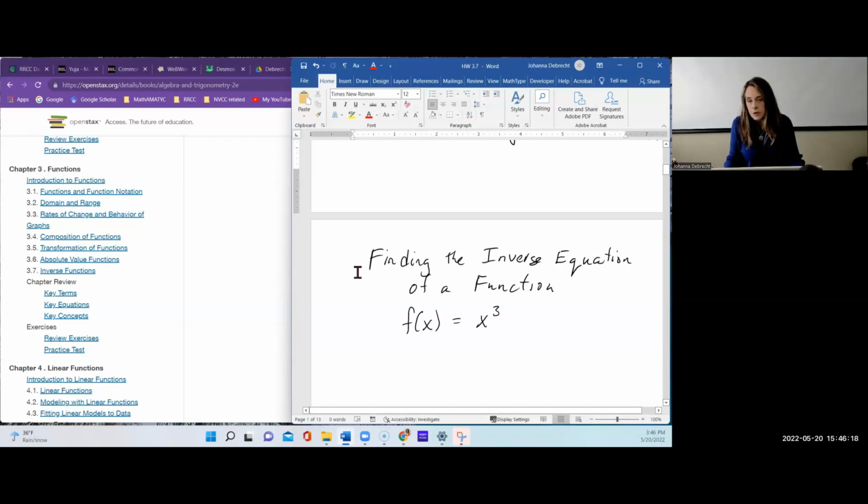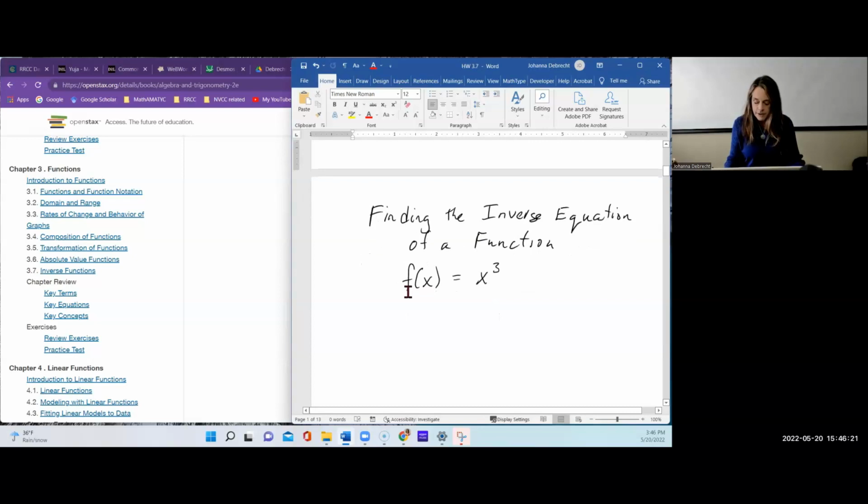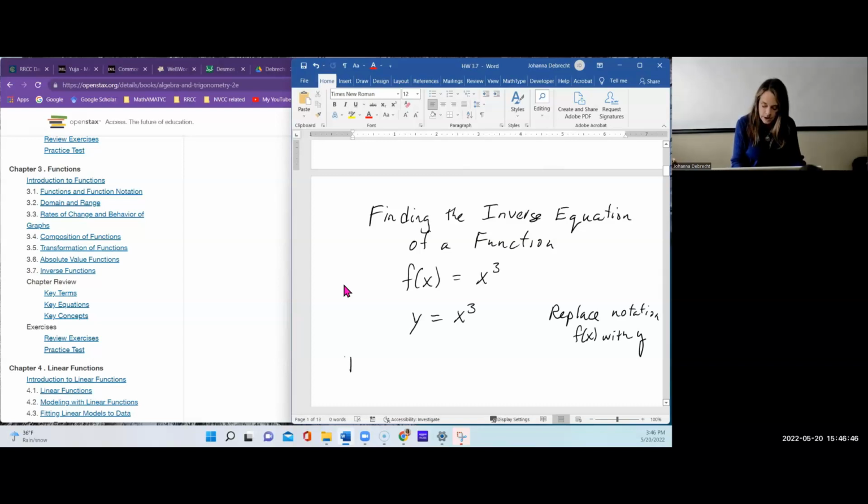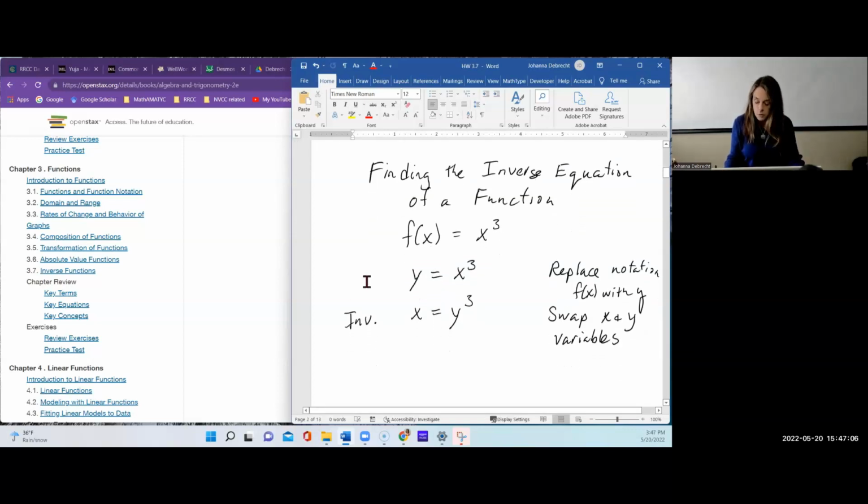In order to find the inverse equation to a function, we first take the f of x and we replace it with y. This just replaces the notation with y in order to give us something where we can swap the variables. The next thing we do is we label that it's inverse and we swap the variables. In other words, literally switching the x and the y variables to get the inverse. The next thing we do is solve for y.